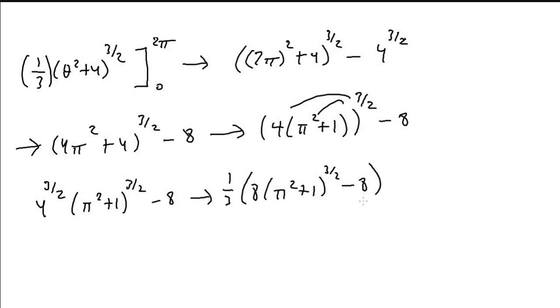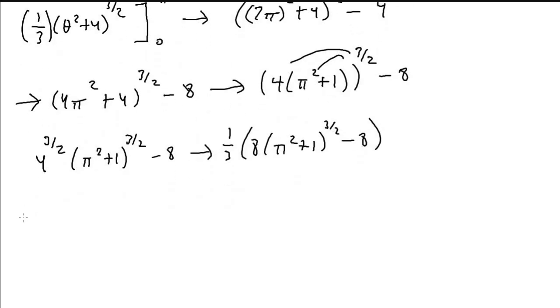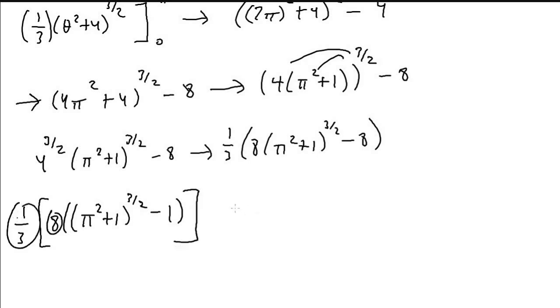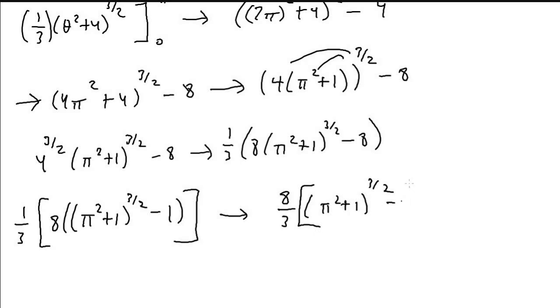So now, finally, to simplify even further, I'll factor out another 8 from here. So we'll get 1/3 times 8 times pi squared plus 1 to the 3/2 minus 1. And then I can multiply 8 and 1/3. So then the final answer for the arc length of the polar curve will be 8/3 times pi squared plus 1 to the 3/2 minus 1.